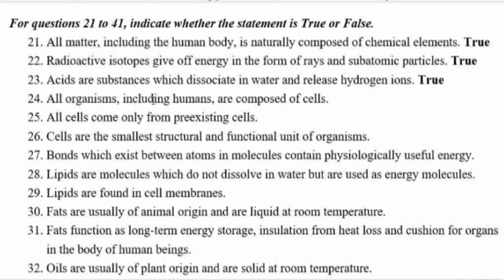Then the 24 is saying all organisms, including humans, are composed of cells. So this is one of the cell theories. All living organisms are composed of cells, and human beings are part of that. Then all cells come only from pre-existing cells. This one too is true. It's a cell theory. So all organisms are composed of cells, and all cells come only from pre-existing cells.